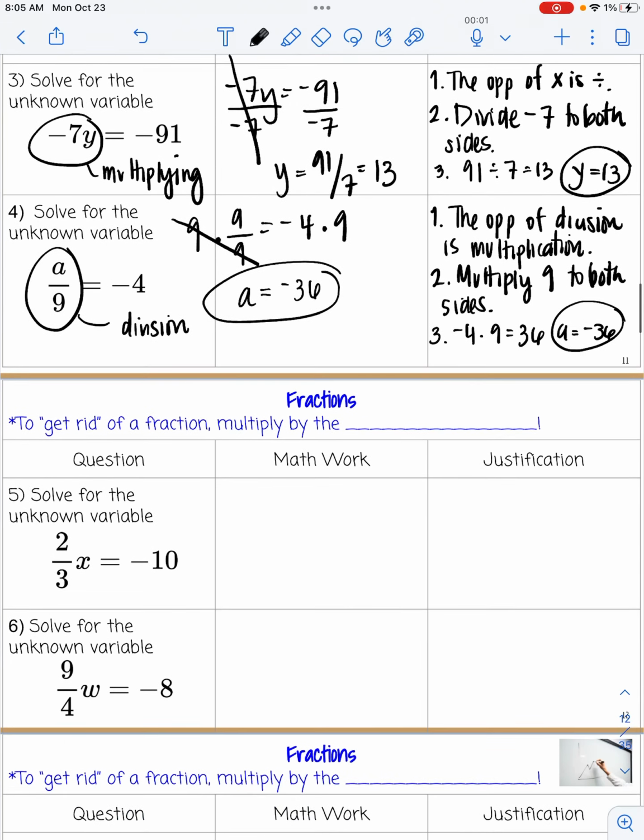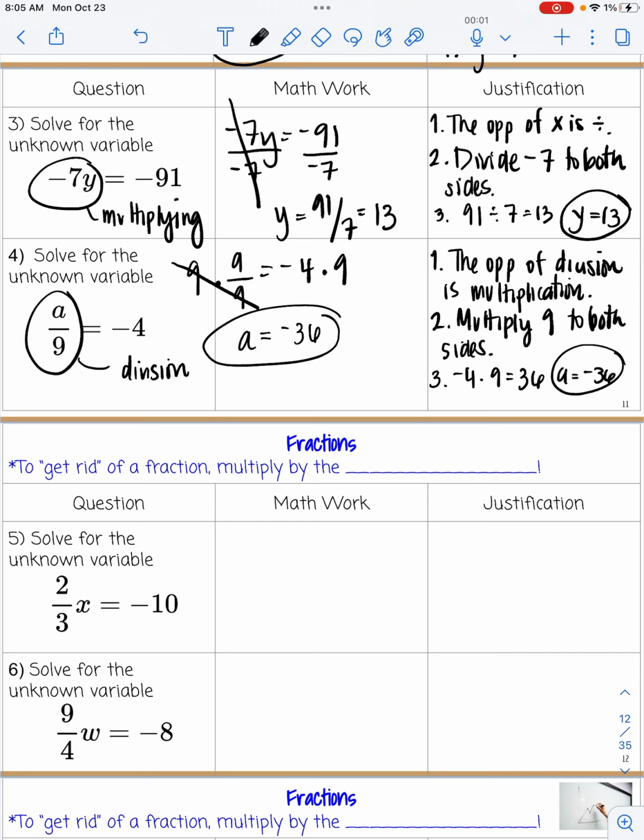Okay, let's do a few more examples. Now we're going to be looking at some fractions. To get rid of a fraction, we multiply by the reciprocal. The reciprocal means that if I have 1/3, the reciprocal is 3/1. If I have 4/5, the reciprocal is 5/4. Okay, that's the reciprocal.